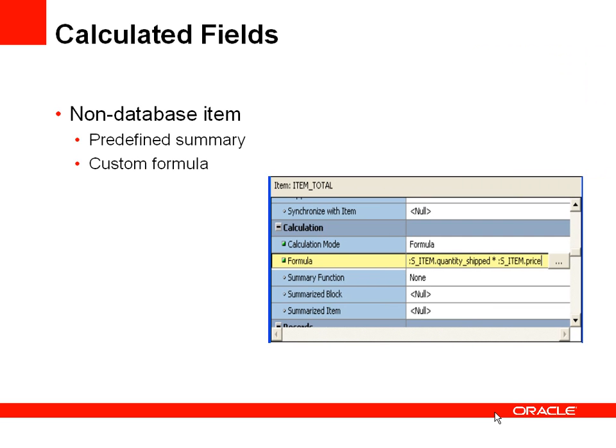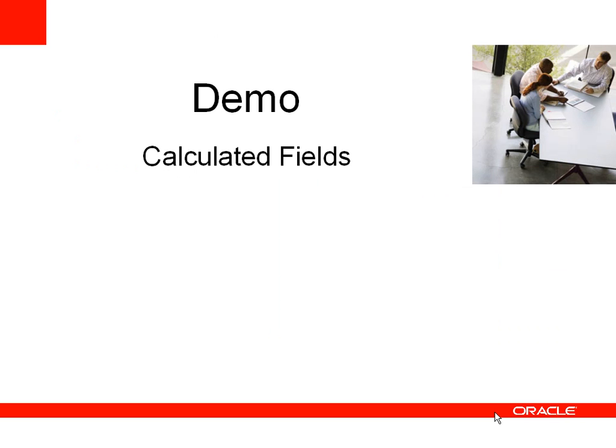Now, in the original Forms application, there were some non-database items such as calculated fields. For example, we had a non-database item on a block called item total, and item total was a formula based on the quantity shipped times the price. So we wanted to implement that same calculated function in our ADF application as well. Let's have a look at how we did calculated fields.